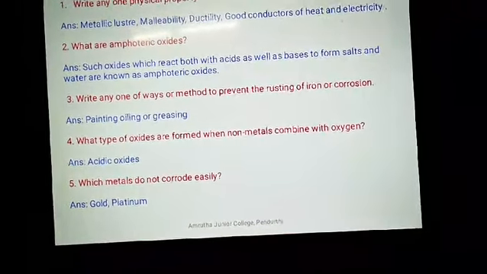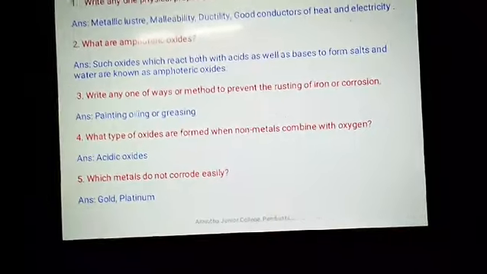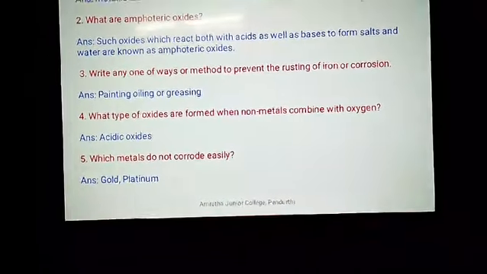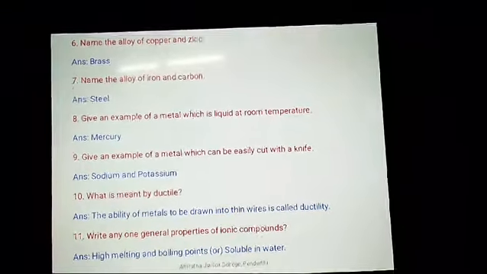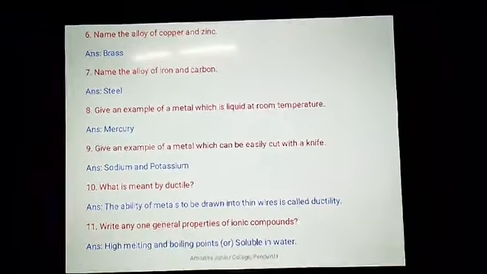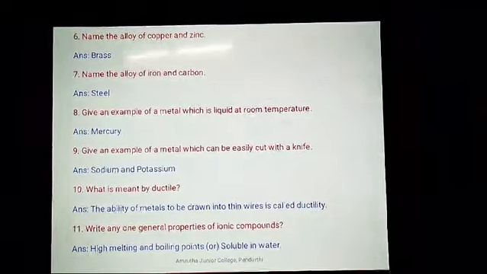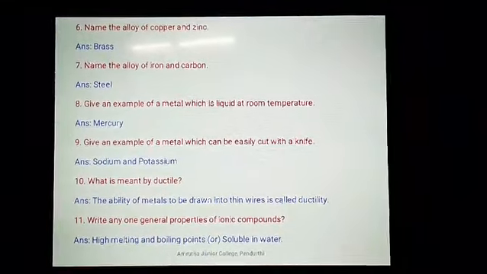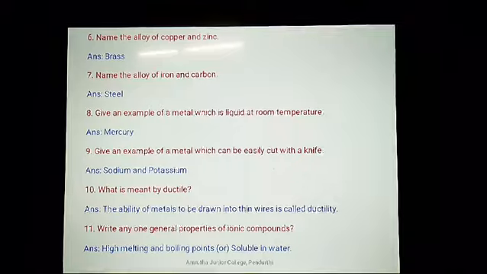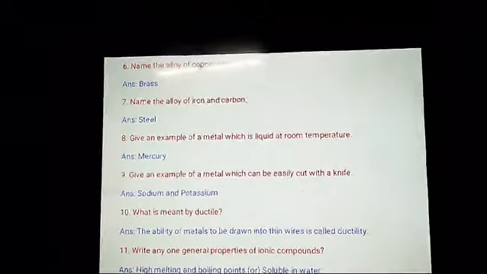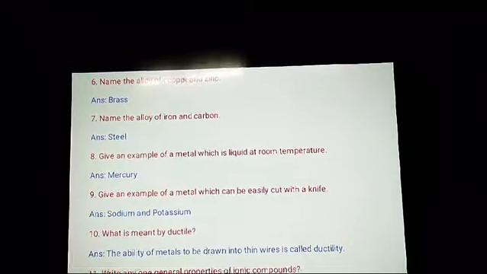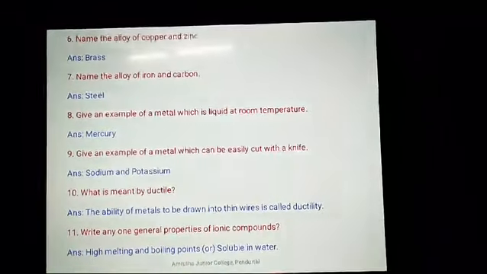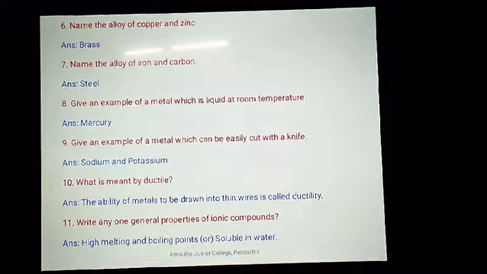Which metals do not corrode easily? The metals which do not corrode easily are gold and platinum. They don't corrode easily. Next, name the alloy. Alloy means a mixture of metals. Name the alloy of copper and zinc. That is brass. Next, name the alloy of iron and carbon. That is steel. Next question is, give an example of a metal which is liquid at room temperature.